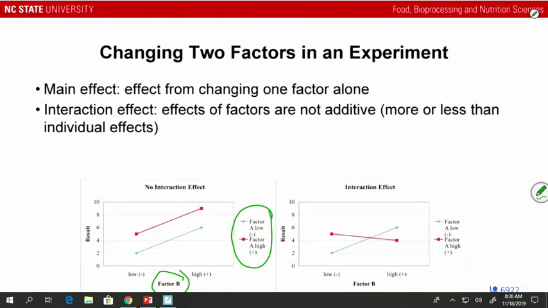Let's just take it one at a time. So if you add higher levels of factor B, do you get increased results? Yes, right? If you go from low to high, you go from like 2 to 6 on the low factor A treatment, and from 5 to 9. So it's about a 4-point difference. Doesn't matter which factor A we're thinking about. If you add more factor B, you get an increased result.